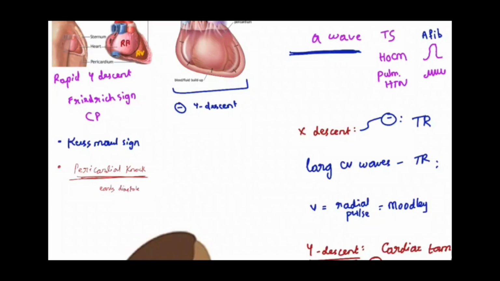And in the JVP, you will notice rapid descents, and this could be either an M pattern or a W pattern. Whatever you call it or however you look at it, it is an MW pattern of JVP. If they ask, this is classical for constrictive pericarditis.